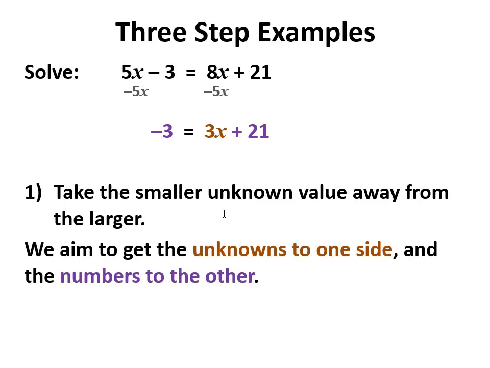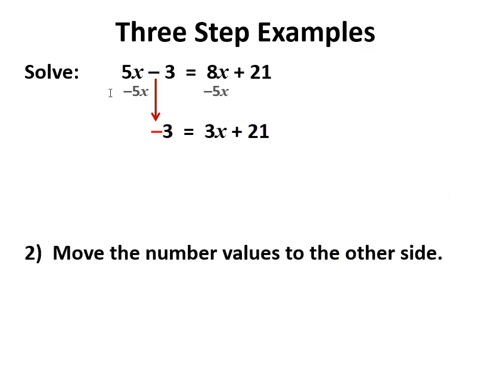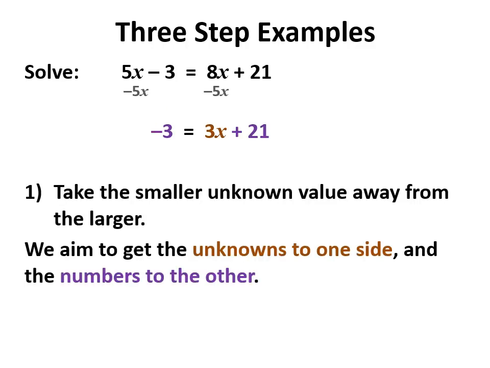Now we want the unknowns on one side and the numbers on the other. Well, we've got this plus 21 attached to the unknown, so what do we do? We get rid of it. Before I do that, I'd just like to point out that this minus was attached to the 3, so it stays attached to the minus 3. So back to where we were.